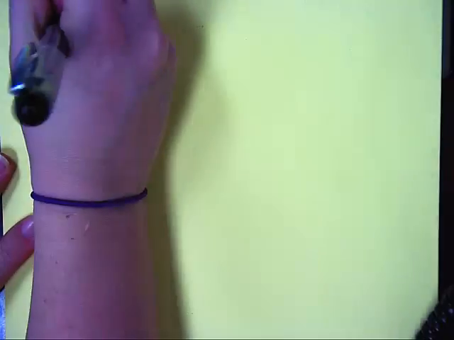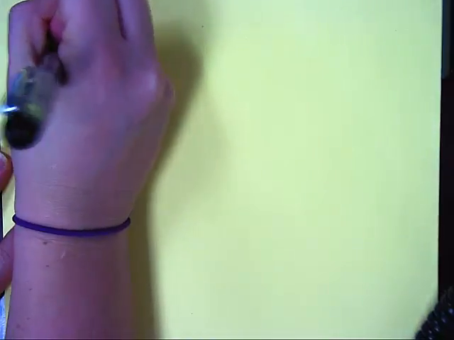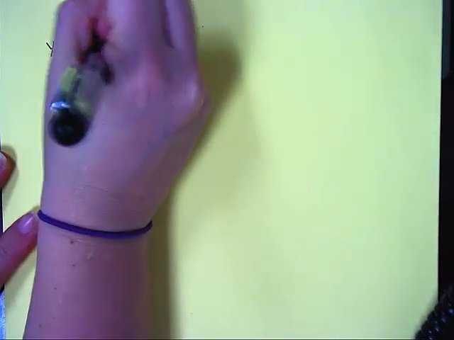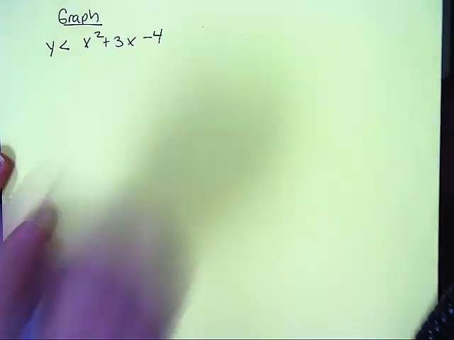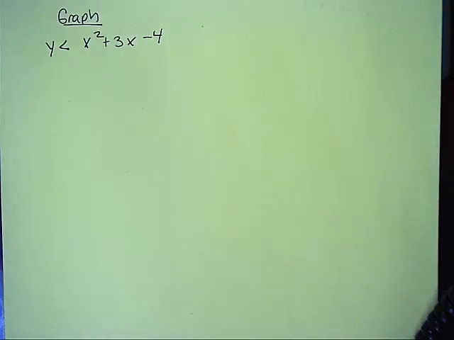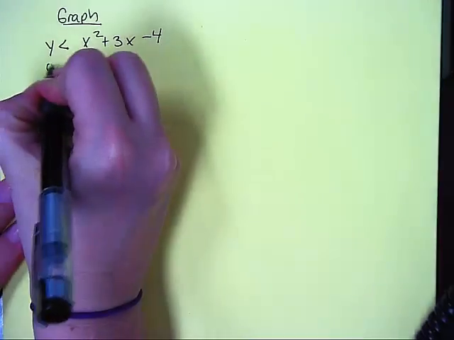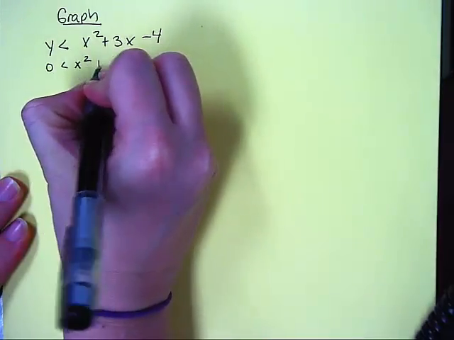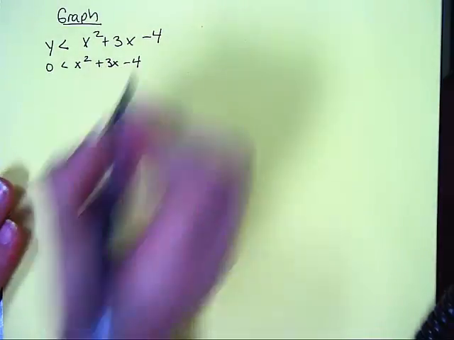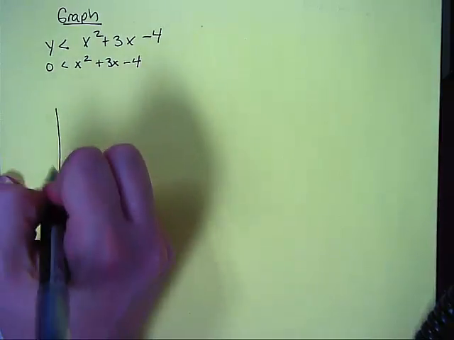Next, we're going to look at solving by graphing. So we're going to look at the inequality y is less than x squared plus 3x minus 4. So if we look at this inequality, we need to graph it, and in order to do that, we need to know where it crosses the x-axis. Like we said before, we want everything to be set equal to 0. So the first thing I'm going to do is change this y to a 0, so we have x squared plus 3x minus 4.